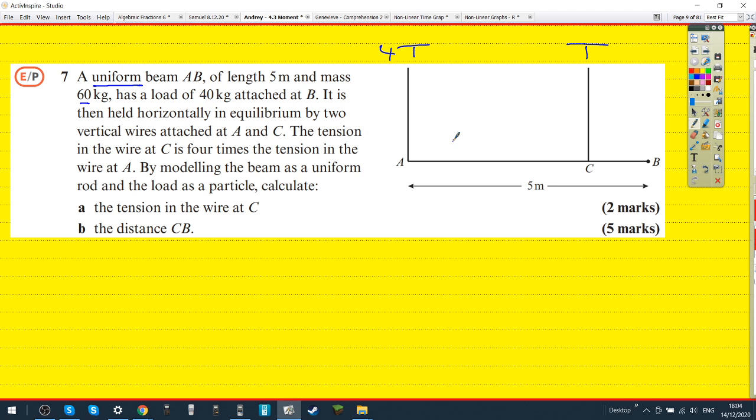So what else can we add to the... so mass is 60. Does that mean that the kilo is like pulling downwards? Yeah, where would that go? Just in like the middle. And it's kilos, so it's 60G. Okay. 40 kilos attached at B. Just going to put 40G.